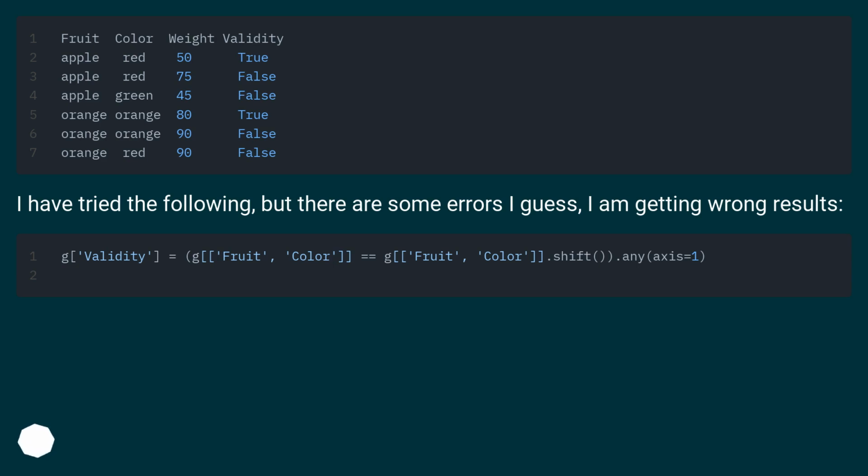I have tried the following, but there are some errors, I guess. I am getting wrong results.